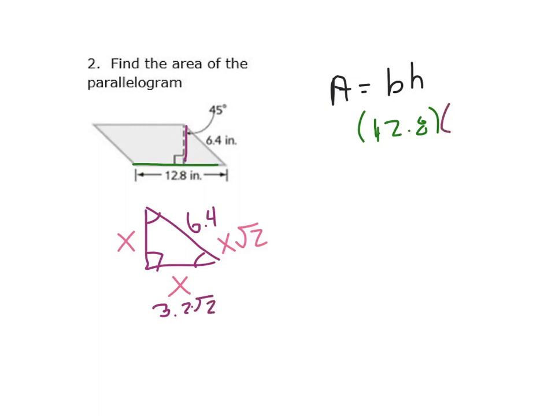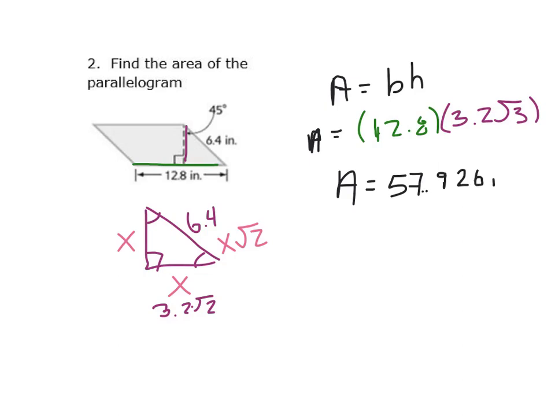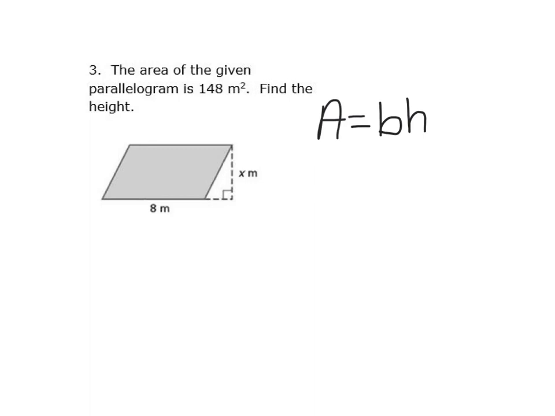So we're going to multiply that together, and we get our area. Area is going to equal 57, and if we round off, 0.926 inches squared.